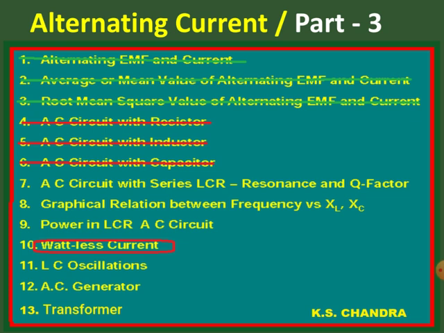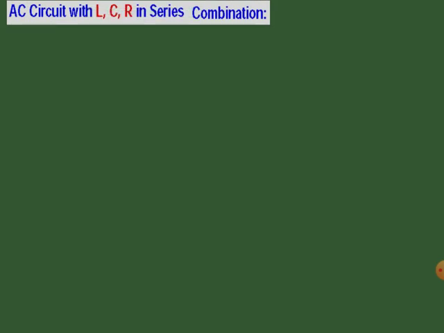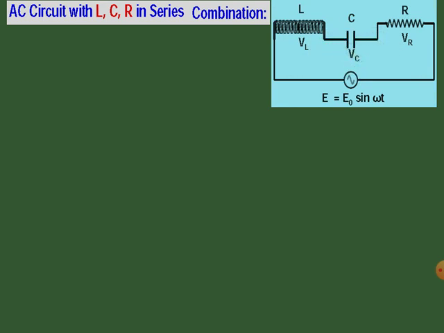So, let's go through the AC circuit with L, C and R in series. Series combination means the resistor, capacitor and inductor, all three components, are connected in series. When these three are connected in series, the same amount of current flows through the inductor L, through C and through R.